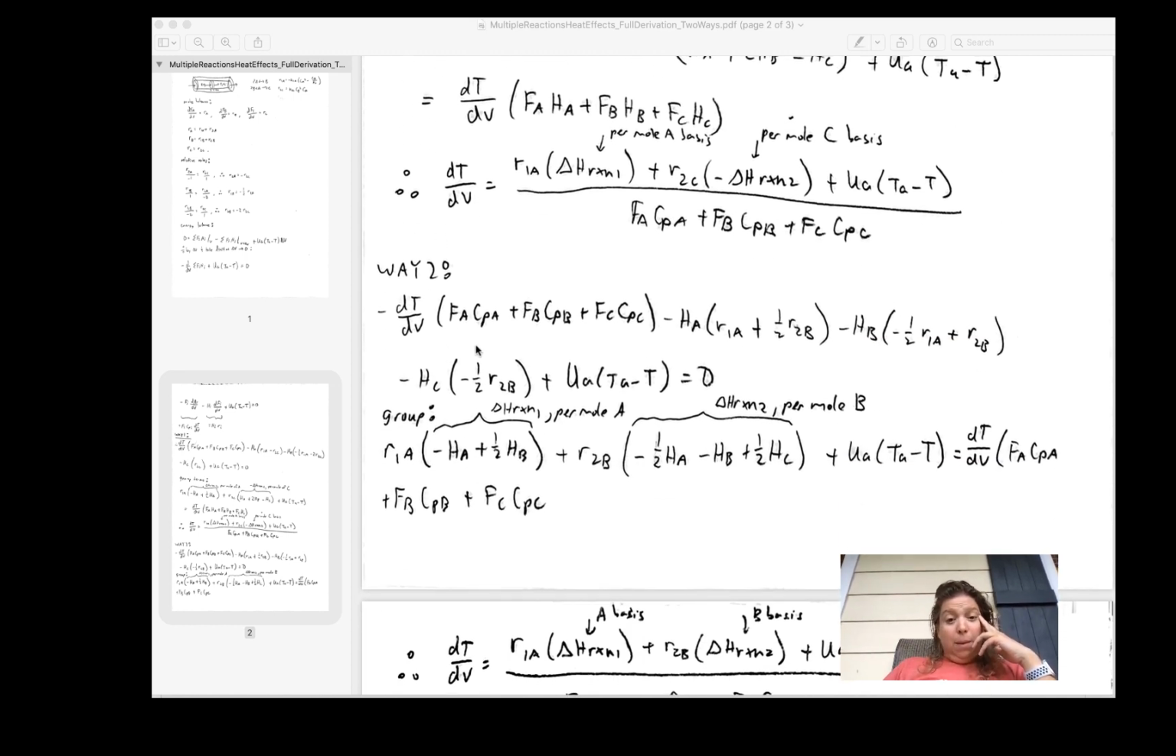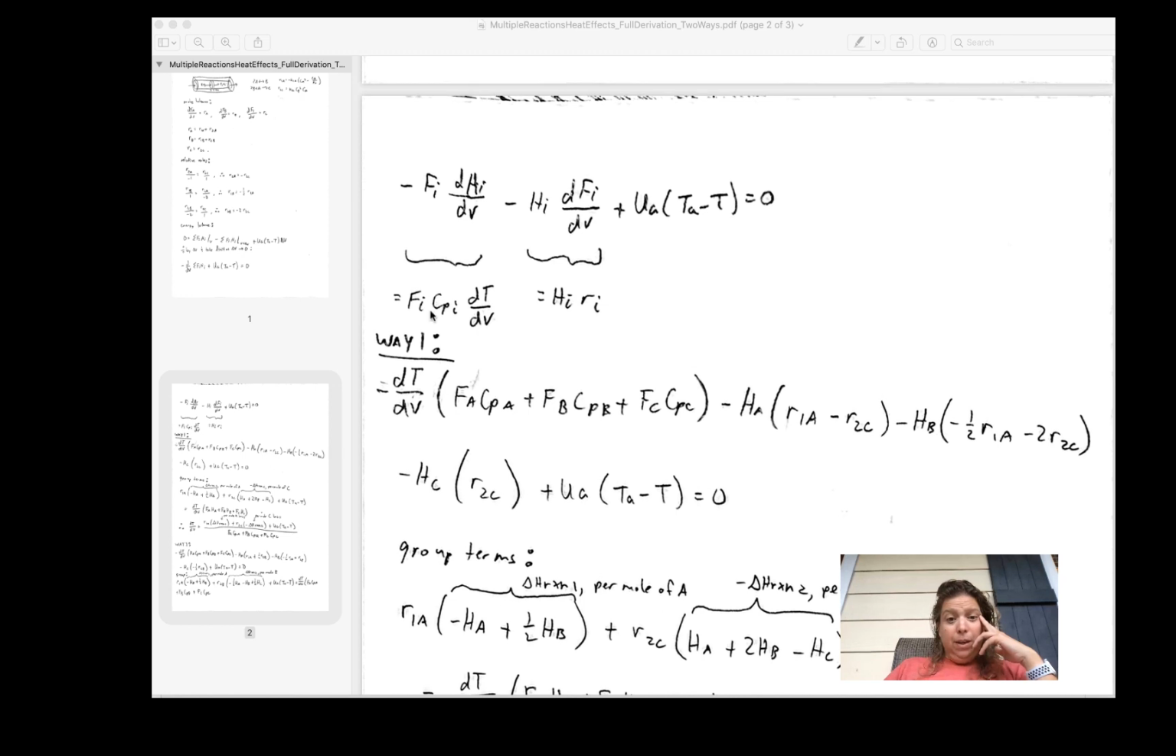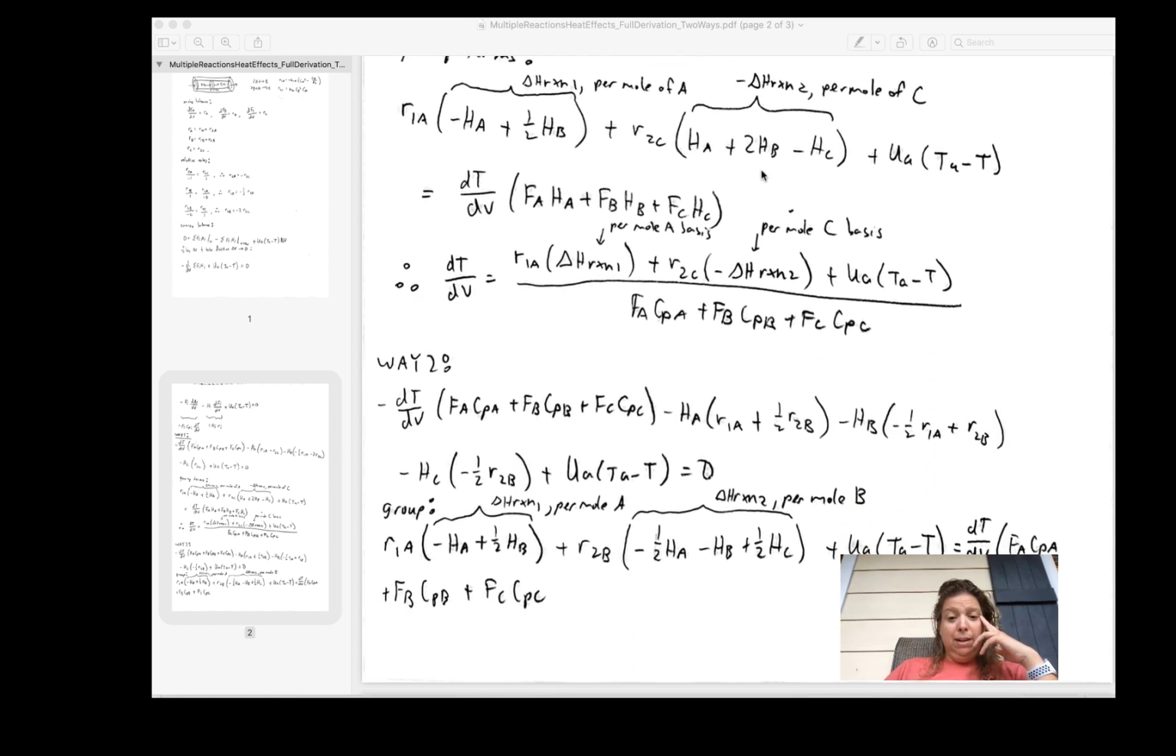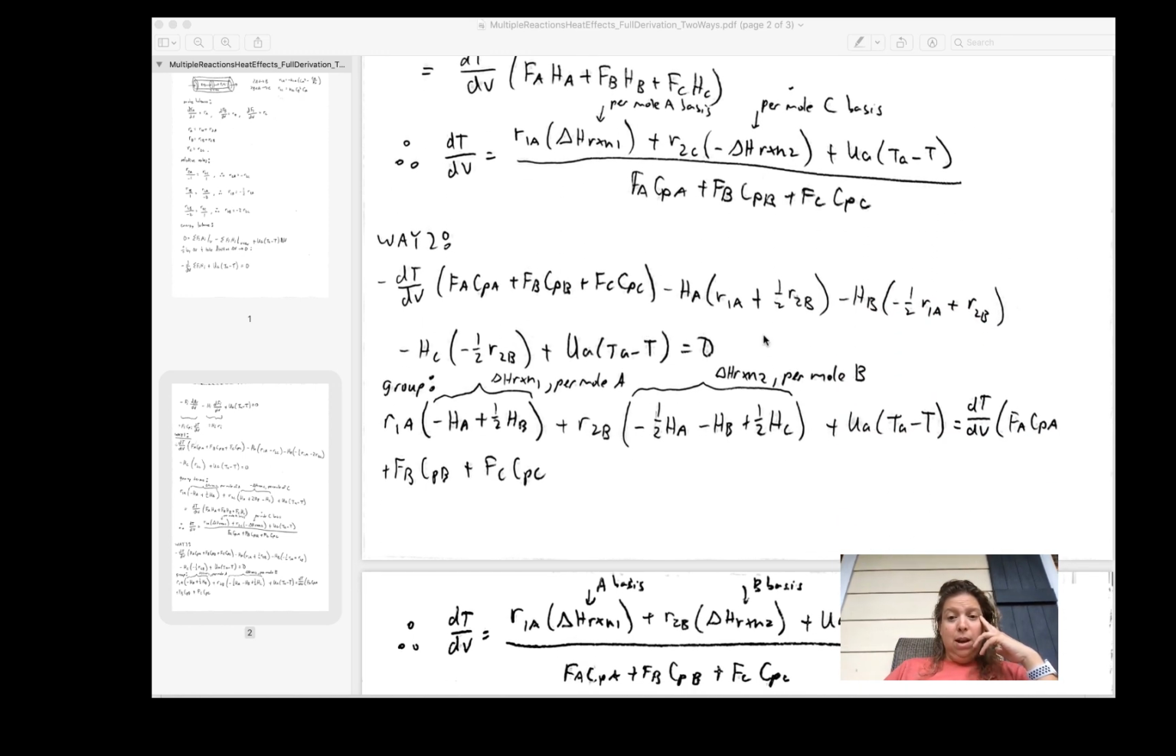The second way, I'm going to start again from this expression and expand. So I have my sensible heat terms, and then I have my H's times my rate expressions. This time I'm writing the rates in terms of species B. So if I consider species A, I'm going to take my leading term, HA, and then I'm going to multiply that by the net rate of A. This term here stays the same.